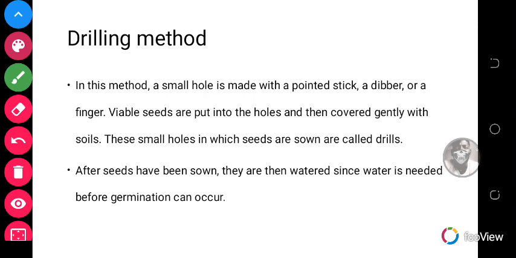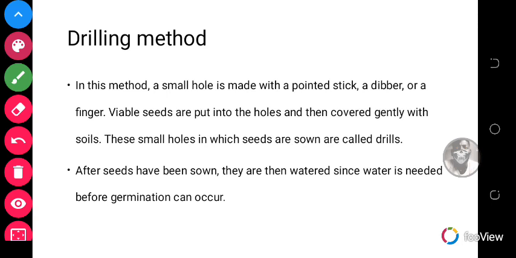In the drilling method, a small hole with a pointed stick is made. A small hole is actually made using a pointed stick or a dibber or a finger. And viable seeds are put into this small hole and then covered gently with soil. These small holes in which seeds are sown are called drills.